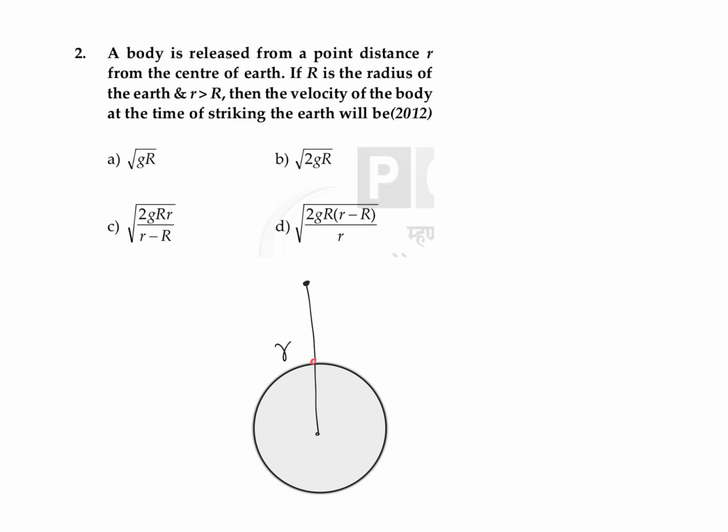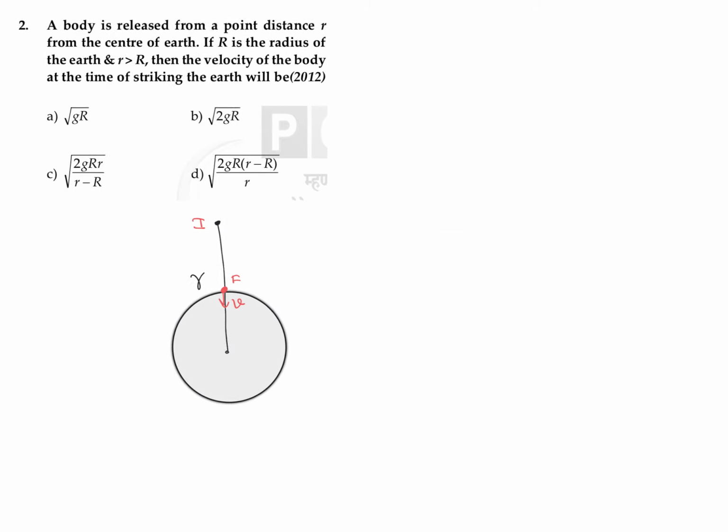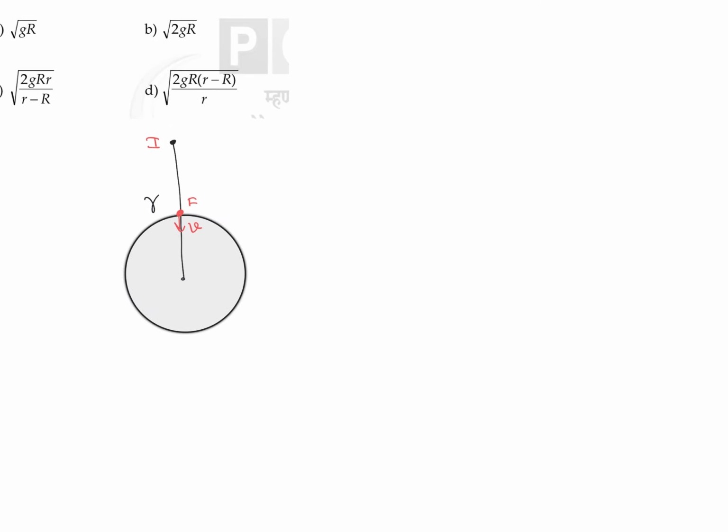So our aim is to find the value of velocity on reaching this point. We can consider this is the initial point and this is the final point, and it is going to reach over here with a velocity equal to v. We can find the value of velocity by using conservation of energy. We can write total energy at point 1 should be equal to total energy at point 2, or total energy initial is equal to total energy final.